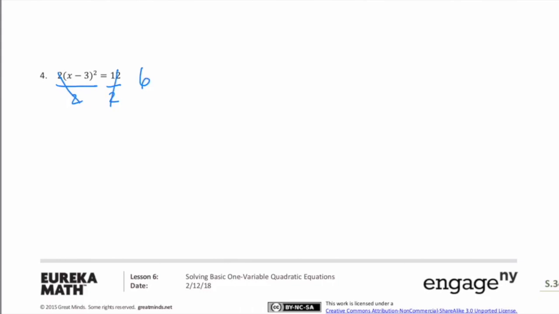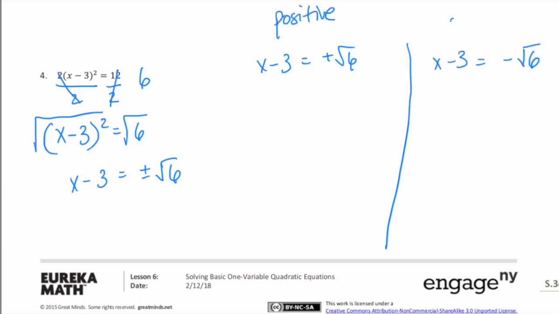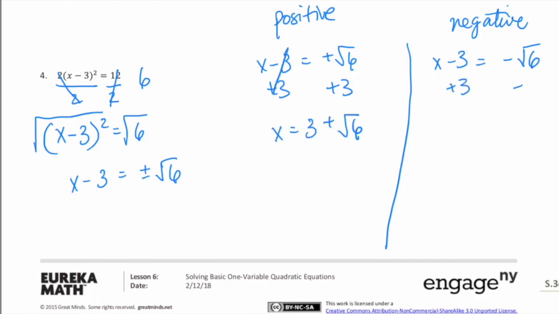All right, so this is what we do. We divide each side by 2 first, and then we take the root. We have x minus 3 equals plus or minus the square root of 6. So we're going to have two situations here. One is going to be a positive square root of 6, and the other one's going to be a negative square root of 6. We add 3 to each side, and so our answers are 3 plus square root of 6 or 3 minus square root of 6. Now we can't simplify square root of 6, so it stays there.